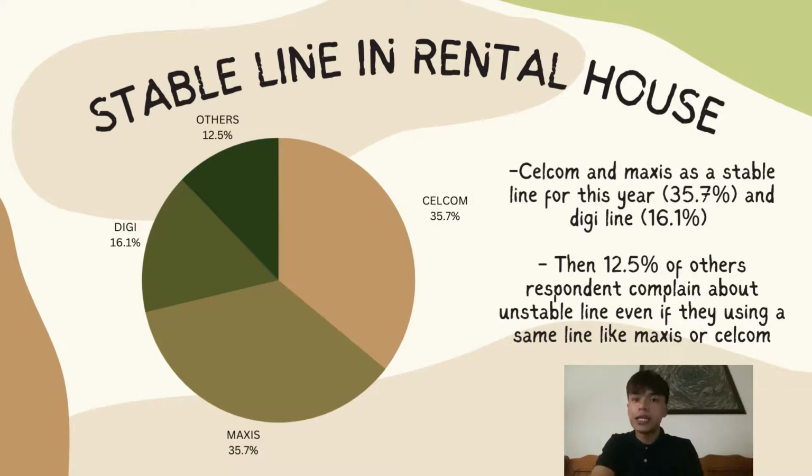For the next slide, we talk about the most stable internet line in the rental house. The most stable lines are Celcom and Maxis at 35.7% and the DG line at 16.1%. Another 12.5% of respondents complained about unstable lines, even if they use the same line as Maxis or Celcom.